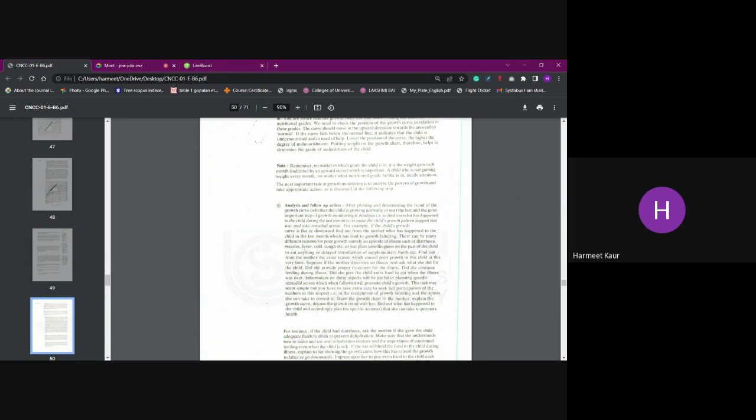Or you would be coming up with some dietary intervention, that the child is not eating properly, so you would be suggesting different food items, food groups, by which you can actually increase the quantity and quality of the different food groups in the child's diet. So this was growth monitoring.